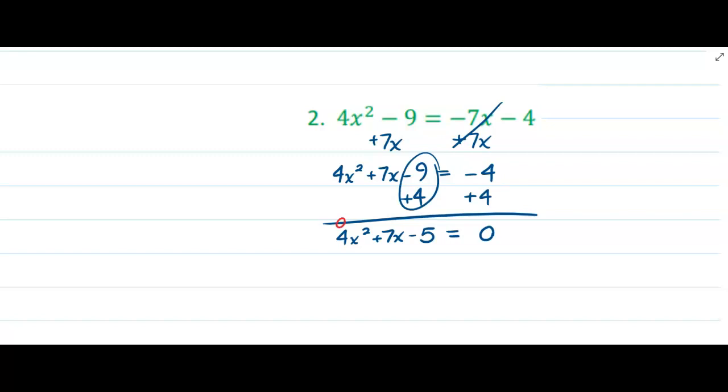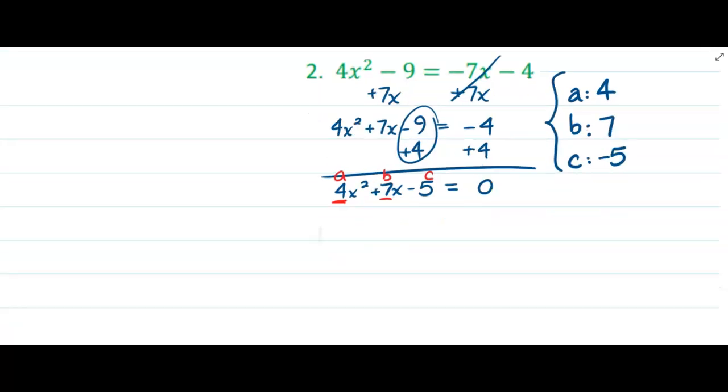The a in our quadratic formula is the coefficient of the quadratic term. The b is the coefficient of the linear term. It's right next to x. And c is the constant. So I encourage you to write these out: a, b, c. It's very important to know which one is which. a is 4, b is 7, c is negative 5.